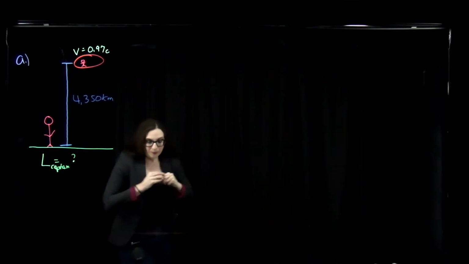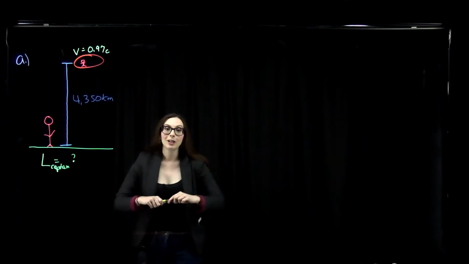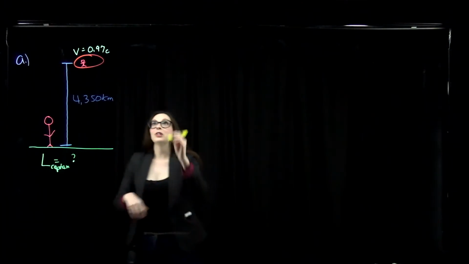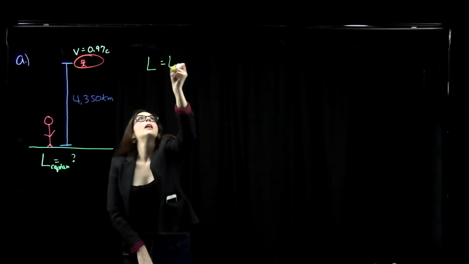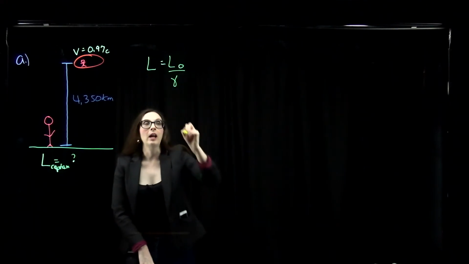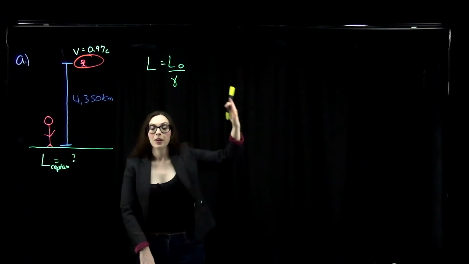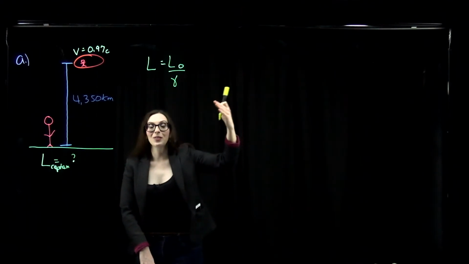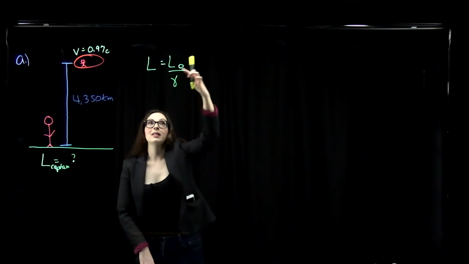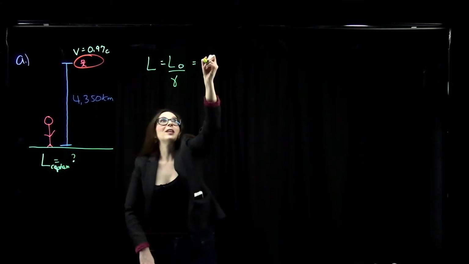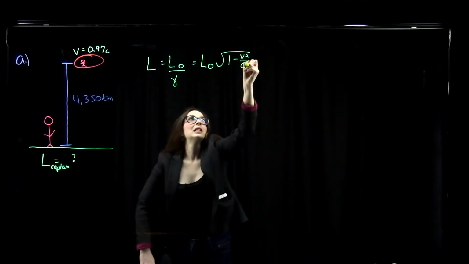Okay, so in order to solve this problem, we have to apply our equation for length contraction. So the equation for length contraction: L is equal to L naught over gamma. Gamma is 1 over the square root of 1 minus v squared over c squared. So down here we've got 1 over a square root. Dividing by a fraction is the same thing as multiplying by the reciprocal. So this will equal L naught times the square root of 1 minus v squared over c squared.